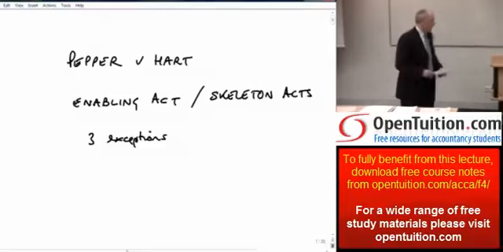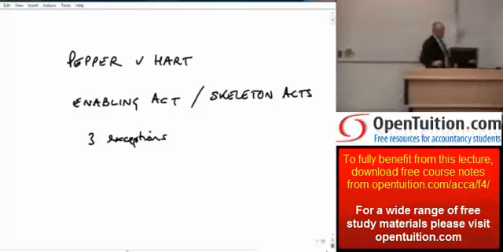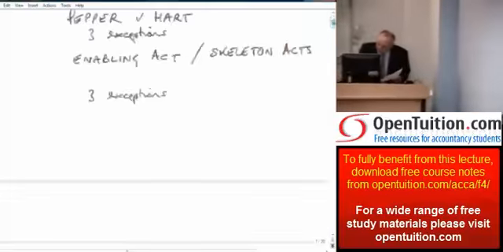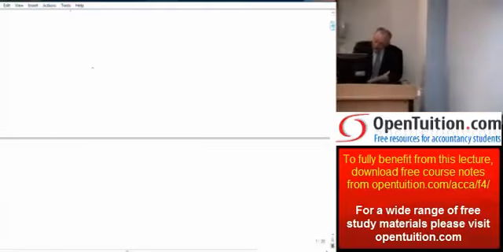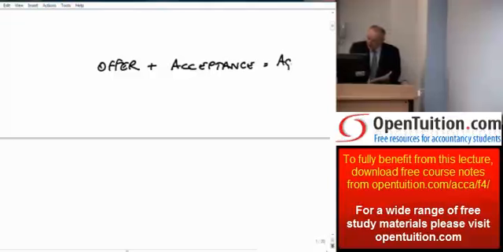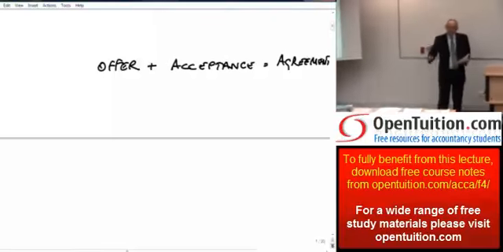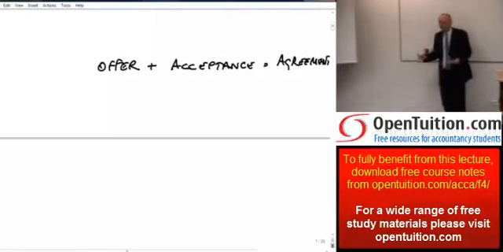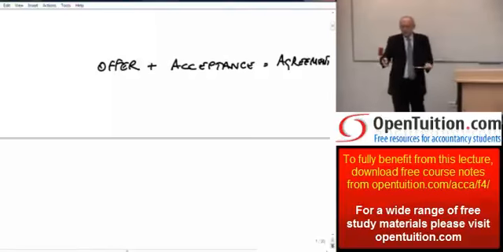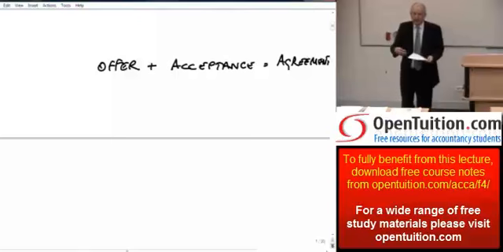Invitations, offers and acceptances. This is quite a common topic within F4. I said that an agreement is made when we have an offer plus acceptance. That equals an agreement. It doesn't necessarily equal a contract. So there are two people, or two steps involved. I make an offer, you accept that offer.